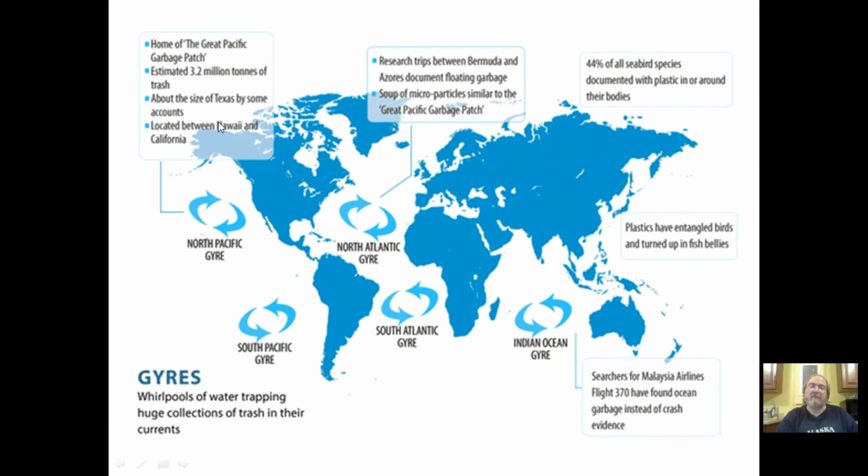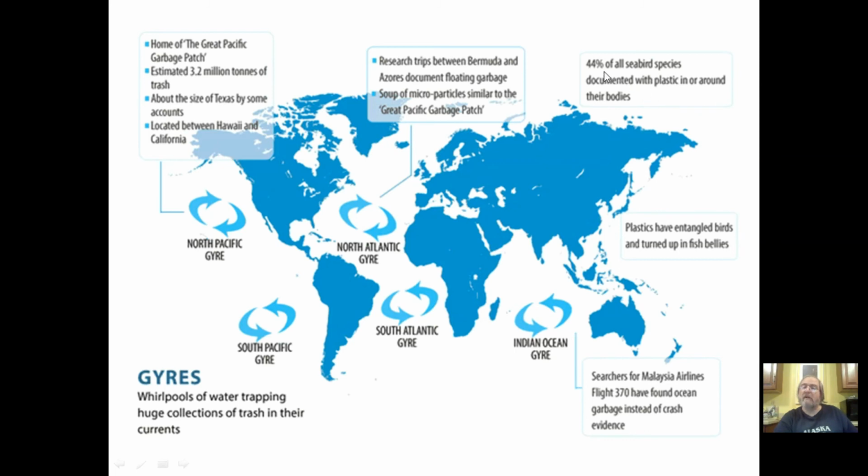Home, right, the Great Pacific Garbage Patch, I'm sure you've all heard about. 3.2 million tons of trash, the size of Texas, located between Hawaii and California. Research between Bermuda and the Azores documents floating garbage, a soup of microplastics. I've done some videos discussing plastic and microplastics. I've got more in the works that I'm working on. That'll be soon.